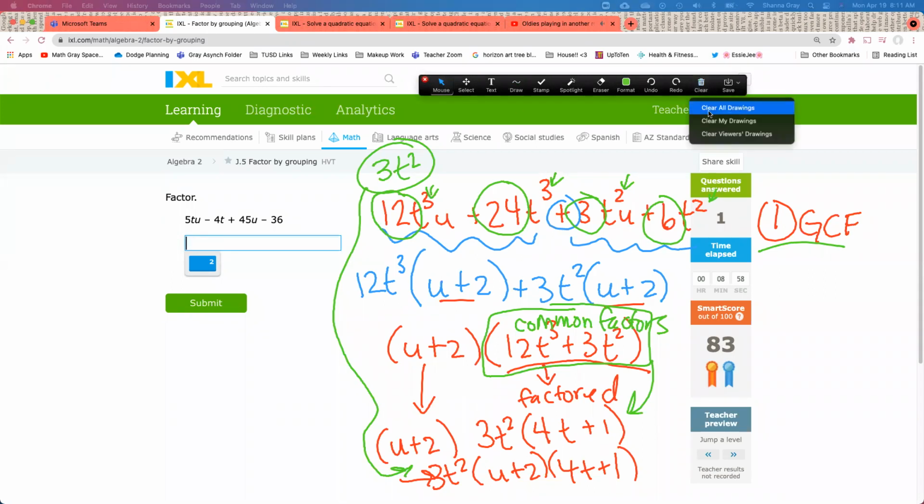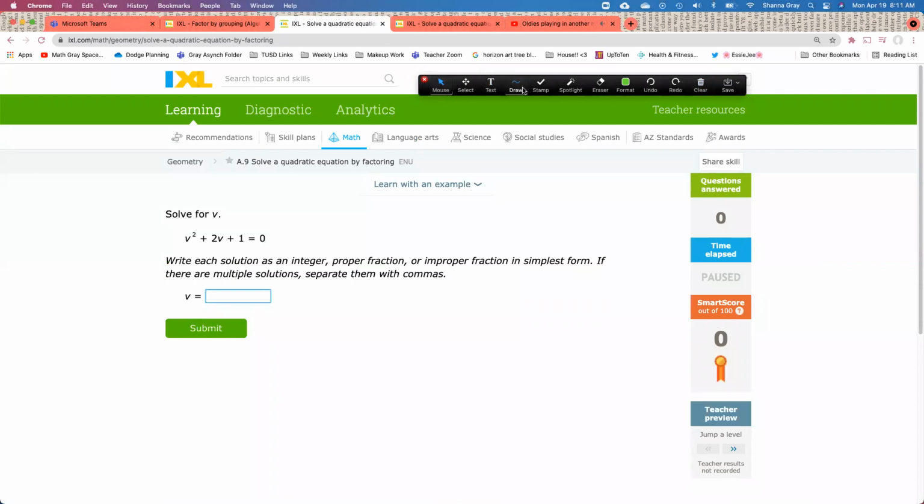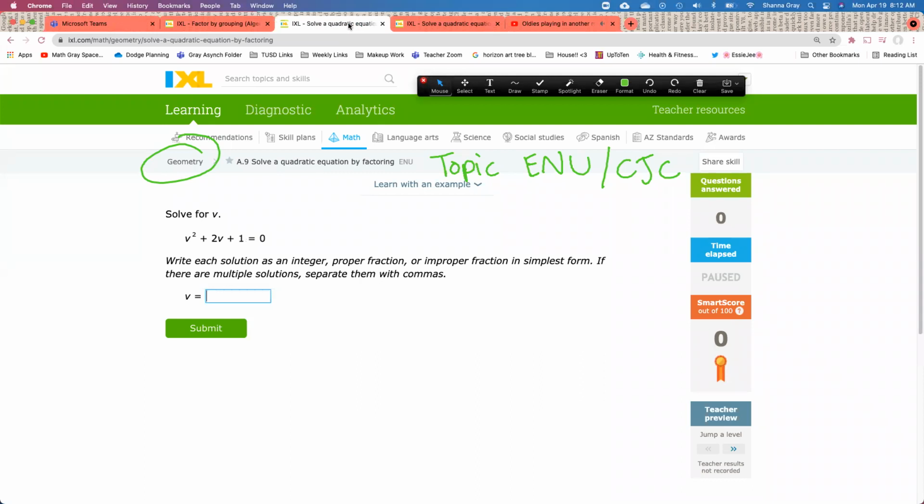All right, so the next 2 topics are basically the exact same topic. So I'm going to scoot forward then here. So this next one that I have up on my screen is topic ENU. And then the other topic for the week is topic CJC, which, to be honest with you, both topics are the same. And the reason they're the same is because CJC is for Algebra 2, but ENU is for geometry, but it's the same topic. Like if you look at the title, it's the exact same. Solve a quadratic equation by factoring.